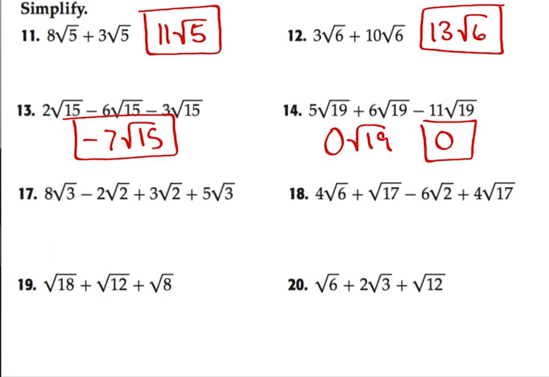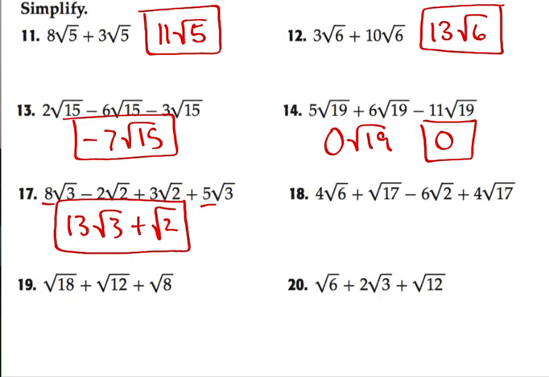8 square roots of 3, minus 2 square roots of 2, plus 3 square roots of 2, plus 5 square roots of 3. 8 and 5 are both square roots of 3. They make 13 square roots of 3. Negative 2 and 3 make 1. So we get 1 square root of 2.